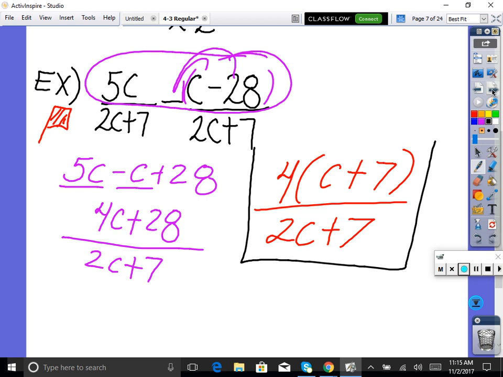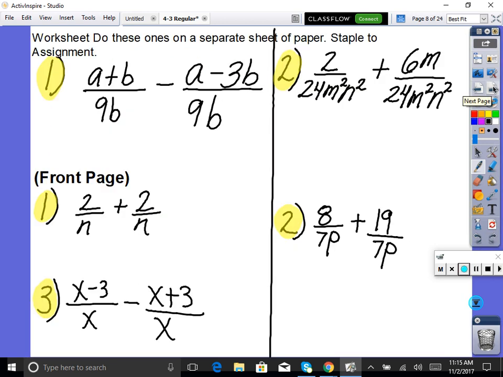Okay, cool. Now these ones are coming off of the front page of the worksheet down here. These are the ones you'll continue on your notes. Here we go. Let's just quickly go through it. So we have a plus b over 9b, minus. Anytime you see a minus sign, you should throw yourself a red flag because people miss subtraction like no other. Minus a minus 3b over 9b. Your first step is get a least common denominator.